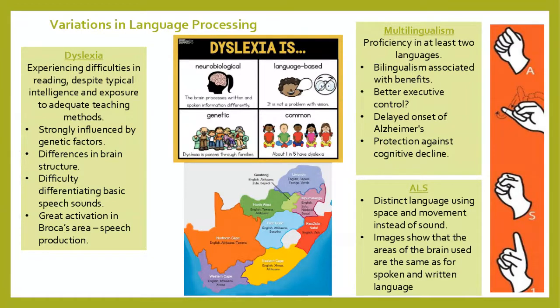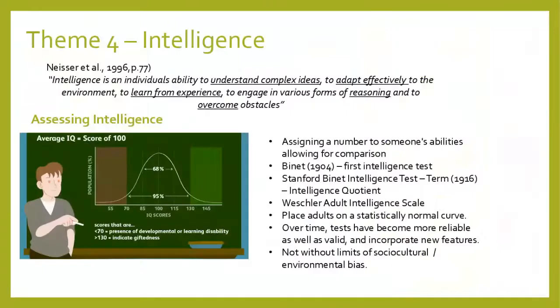So, different ways of processing language. Language is not all the same. People have problems processing language, and you can process multiple languages in different ways. The final section is intelligence. This really just touches on the surface of what intelligence is, theme 4.